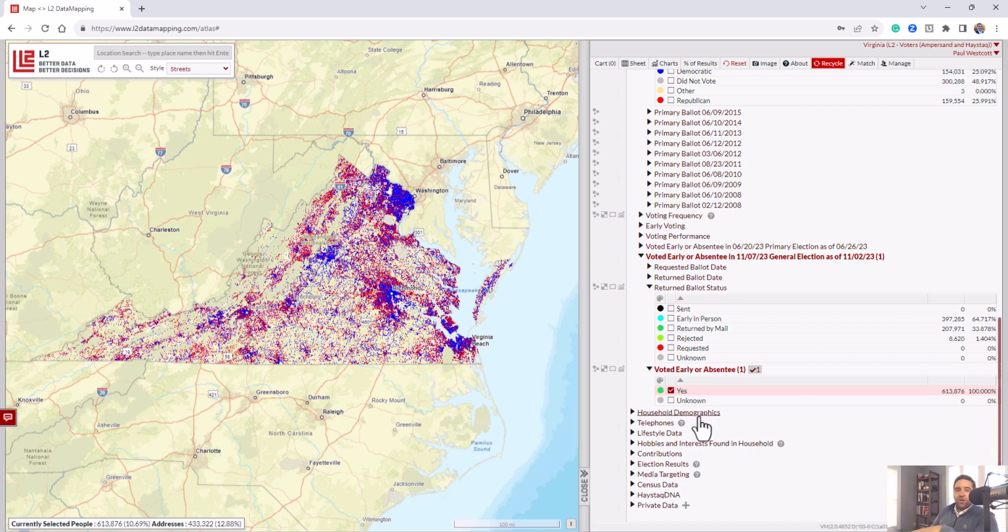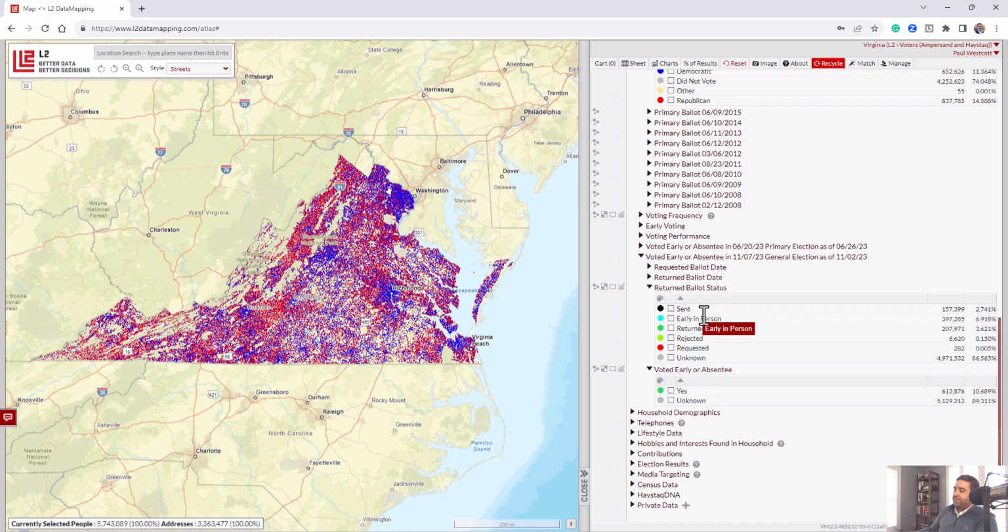One of the things we don't often showcase in some of the still images we put online are the return ballot status. So we actually include, and I'll deselect voted early or absentee for a second, you can see how many people have been sent a ballot, meaning it's been sent to their home. Early in person, that's how they voted.